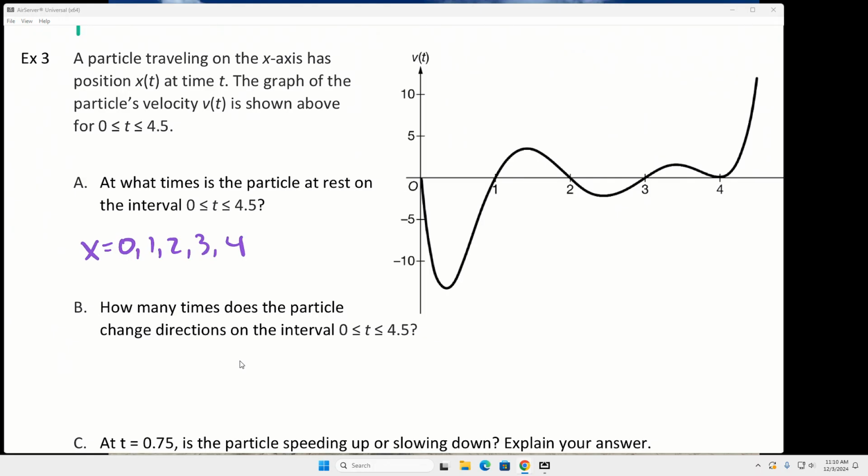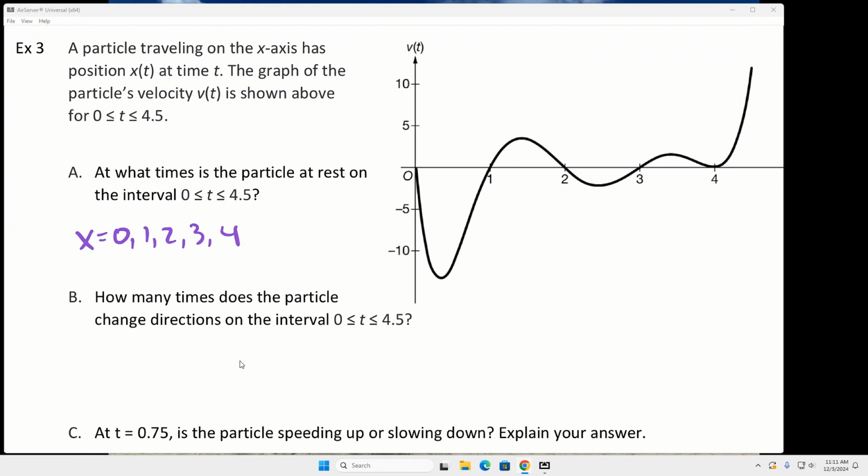Okay. How many times does the particle change direction? 3. So when the velocity changes sign, it changes direction. Why does it not change up 4? Because it is going, so it's positive, so it's going to the right. It stops and starts going to the right again.